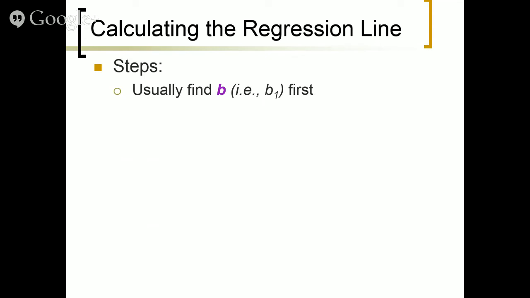So you've got 2 things to find, B and A. B is the slope, and the textbook calls it B1. I changed it in my annotated version to just B, which is much more common in the social sciences. So we find B first, and then we find A.